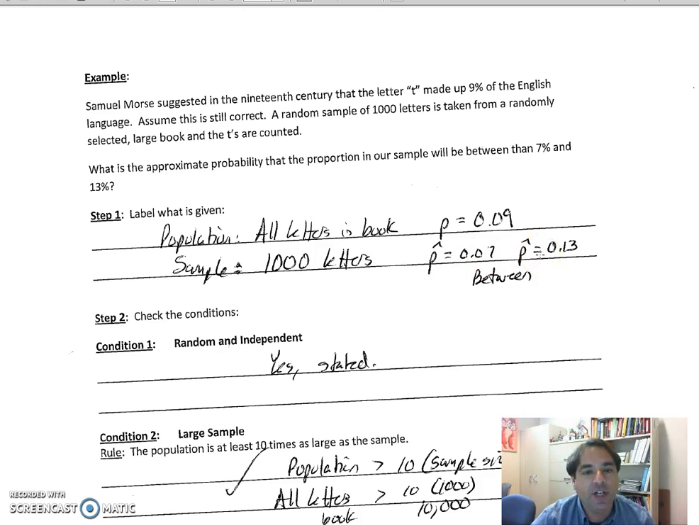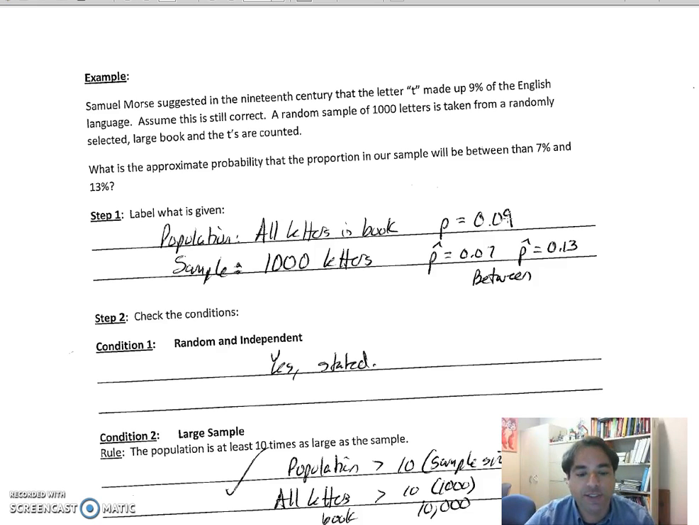So before we even get started, do you think this is going to be likely or not very likely? If it's supposed to be 9%, what would be the chance of getting between 7 and 13? I think it's going to be very likely because 9 falls between what we're looking for. Now the chance of getting between 50 and 60 would be very unlikely, knowing that it's only supposed to be 9%. So that's the thinking I want you to have at this level.